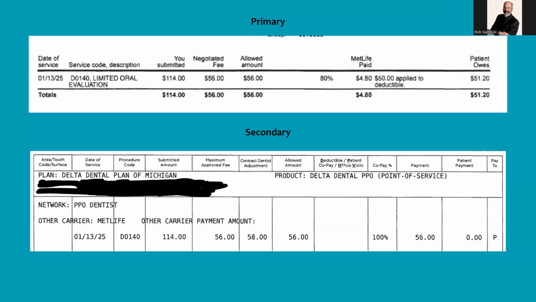Do your research, go to your state website, or quite honestly, reach out to your state dental association or the state dental board, and they will be happy to answer that.